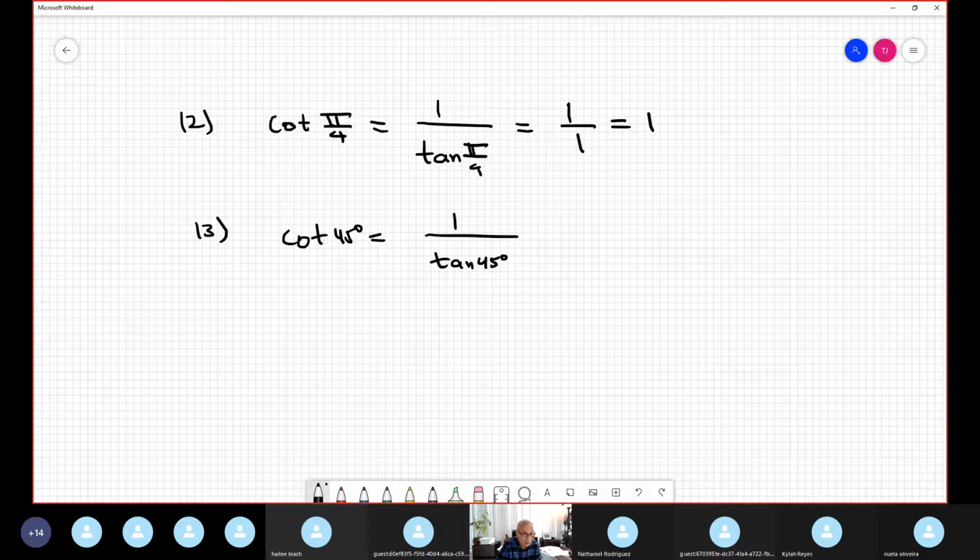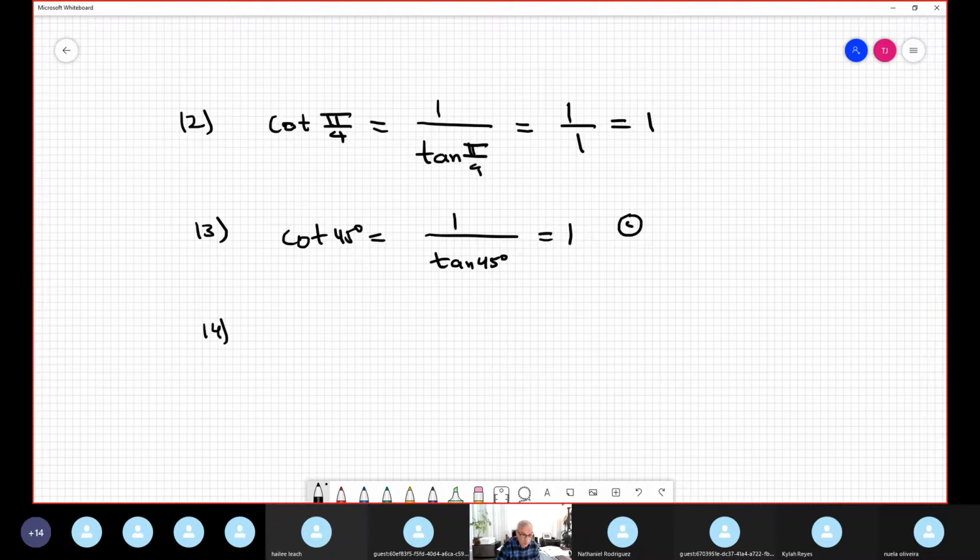Cotangent 45, cotangent pi over 4, cotangent 45. It's the same thing, right? Es 1, ¿no? Es 1, que es de opción C. Wow, it's given in degree and radian. Cotangent, no cosine. Okay, 14.